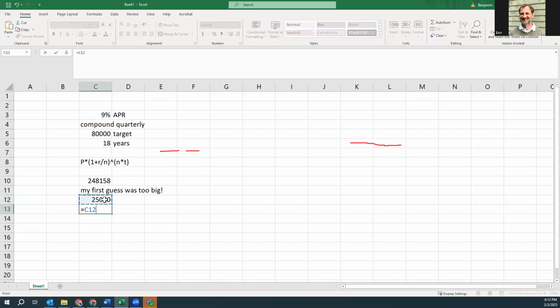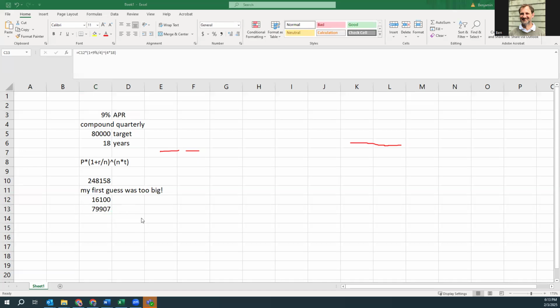And I'm going to take that amount and I'm going to do the 1 plus 9% divided by 4 raised to the 4 times 18. Don't forget your parentheses here. And this number now is about half the size of that. In fact, literally half the size of that. And so now I know I need to go smaller, but instead of rewriting it, I can just keep trying other numbers. Okay, 99,000, too big, 15,000. Now we're getting closer, 16,000, a little bit bigger, 16,200, too big, 16,100.